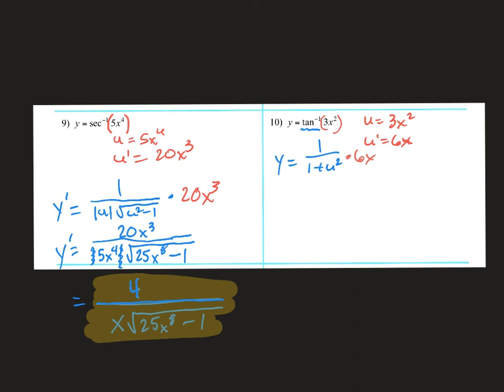And this one will be easy to fix here. This is y prime. Y prime is going to be 6x in the numerator over 1 plus 3x squared, which is 9x to the fourth. And there's no reducing we can do on that one. So this one we're done now.